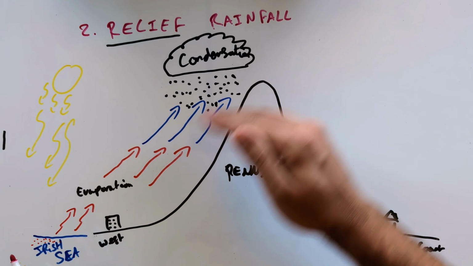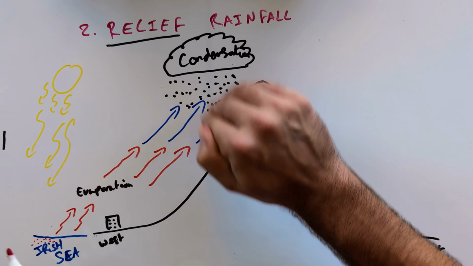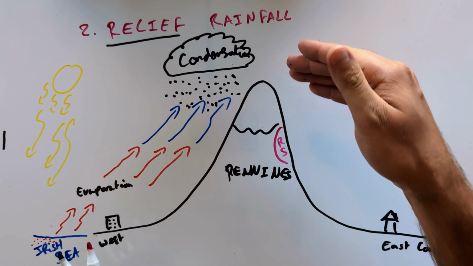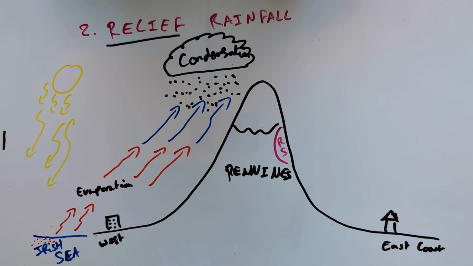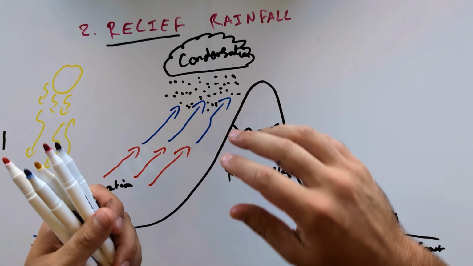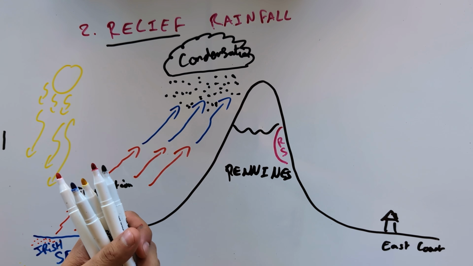Okay, so just to quickly run through that, as the air is blown in, it is forced up by the relief, by the mountain range, causing it to cool down, causing condensation, and then as a result, creating a rain shadow on the eastern side of the mountain range. Okay, hope that makes sense. We'll just move on to the last type of rainfall, which is frontal rainfall.